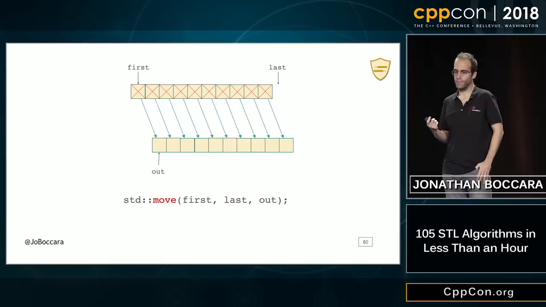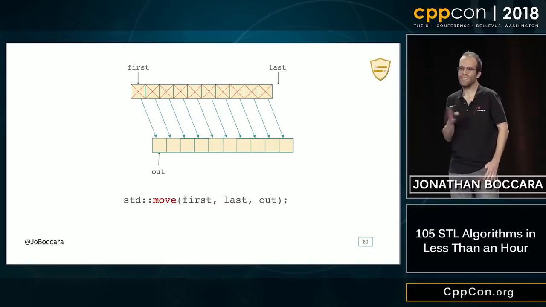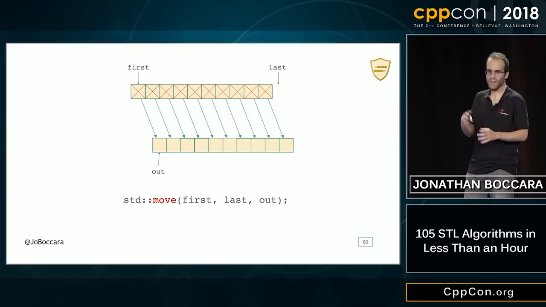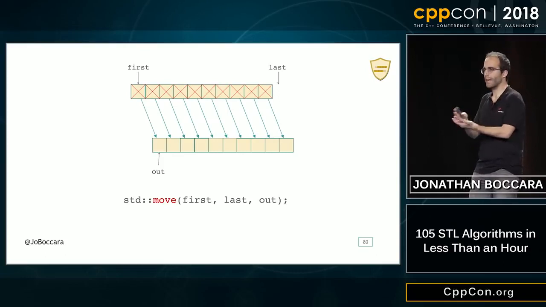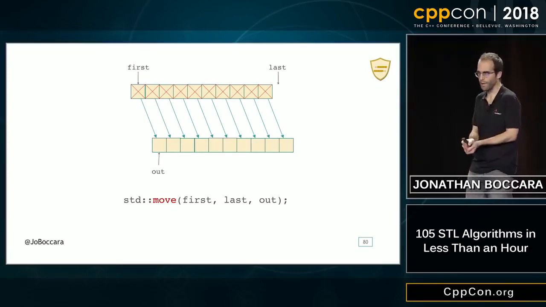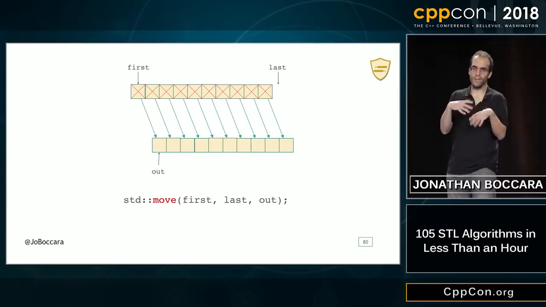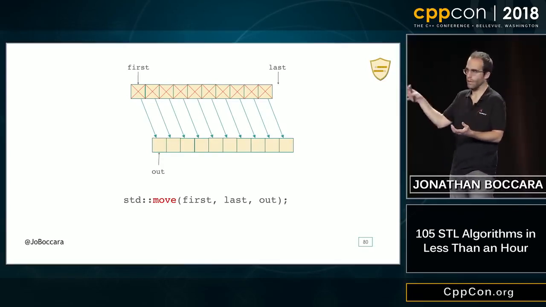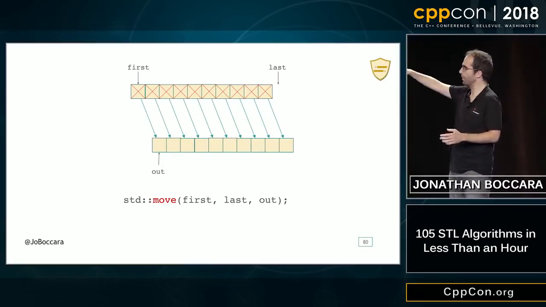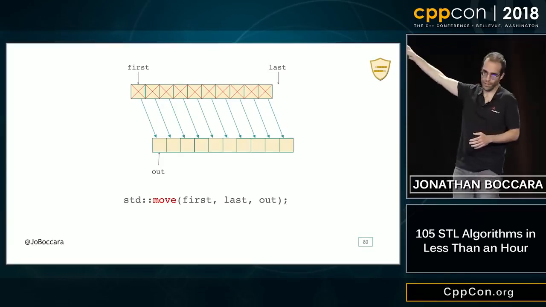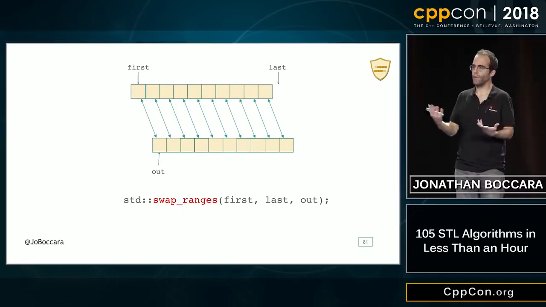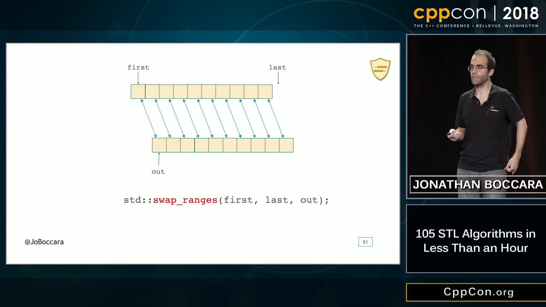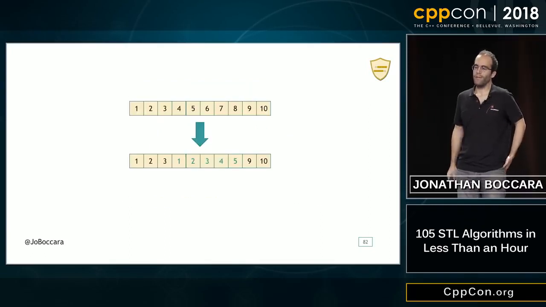There's also std::move. We know std::move, but there's also std::move, the algorithm. It takes a beginning and end and an output iterator, just like std::copy, and it calls the usual std::move on every element of the input collection. So after std::move, the algorithm, all the elements of the input collection are moved. And to swap the contents of two ranges, there's swap_ranges, and they all obviously have to be the same size.